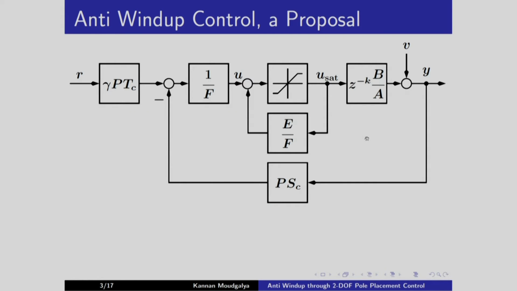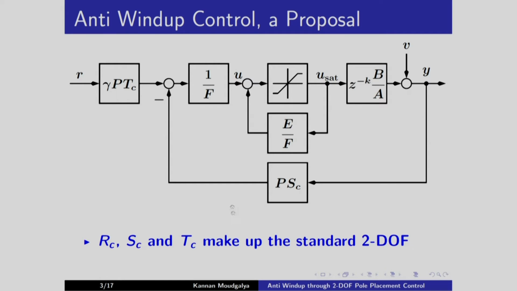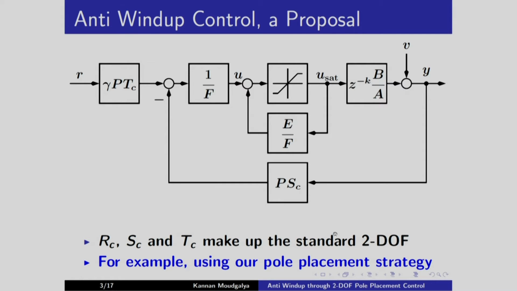We propose the configuration here as anti-windup control, where we have new variables like P, E and F. We have the familiar TC, SC. Of course, we do not have the RC here. It may be possible that we will introduce RC later. Maybe one of these parameters could be written in terms of RC. They may make up the standard 2-DOF control, but we have to verify that. And we could possibly design that using our pole placement strategy.